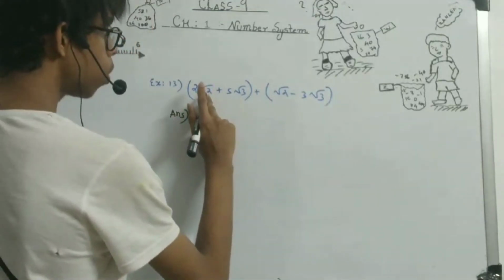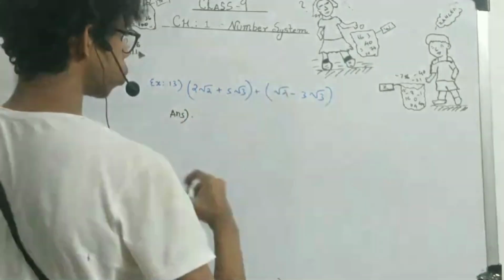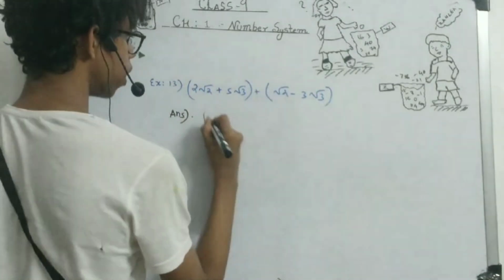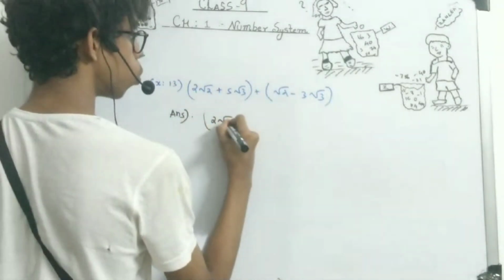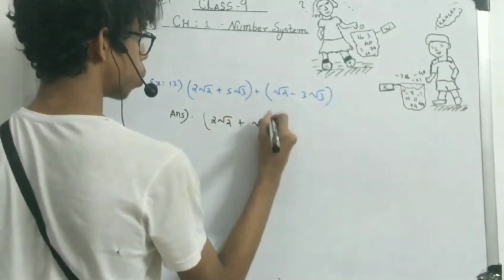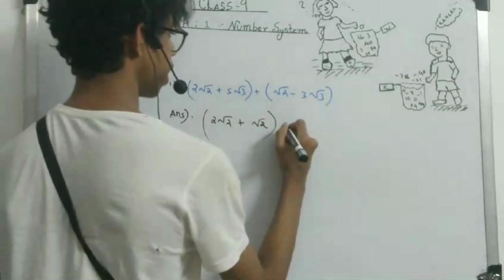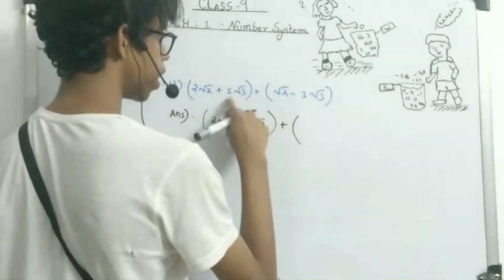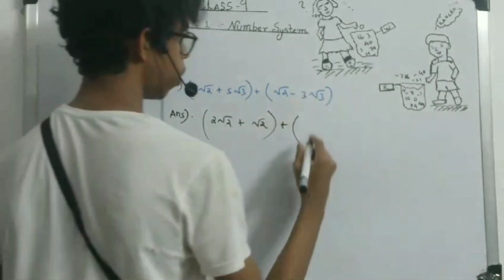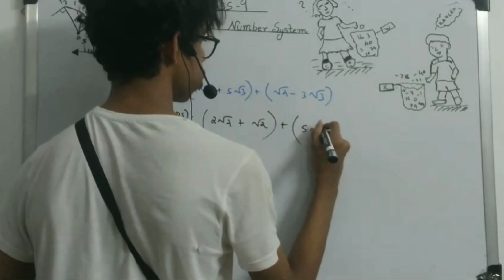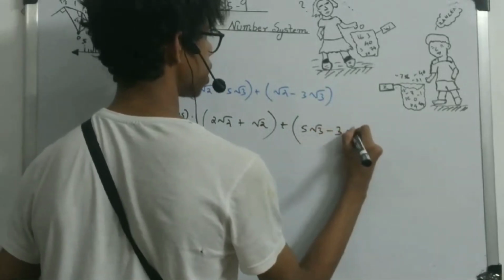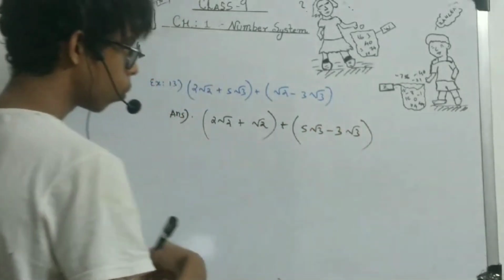Okay, so here you see one root 2 is here and another root 2 is here. So group them together. So I can write 2 root 2 plus root 2. Okay, I am grouping the root 2's together. Then plus, I will take this root 3 and this root 3 and group it together. So I will get 5 root 3 minus 3 root 3.